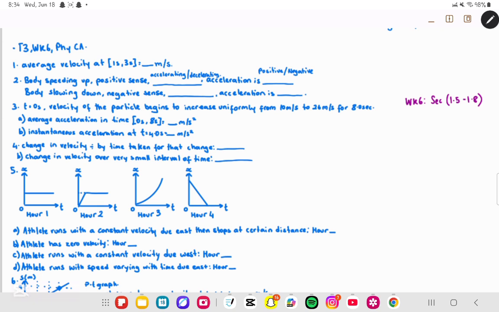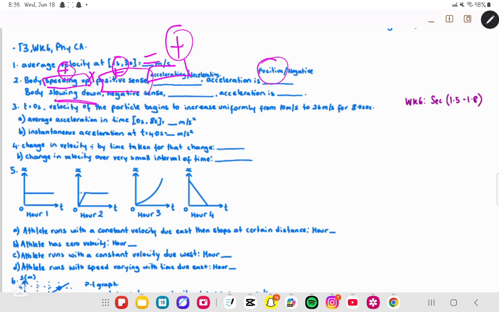A body speeding up in the positive sense. Okay, remember, speeding up is positive. In the positive sense, positive. So plus times plus is going to be plus. If it's plus, then it is accelerating, for sure. But in all cases, speeding up is accelerating, okay? Now, if it's speeding up in the positive sense, then the acceleration is going to be positive.